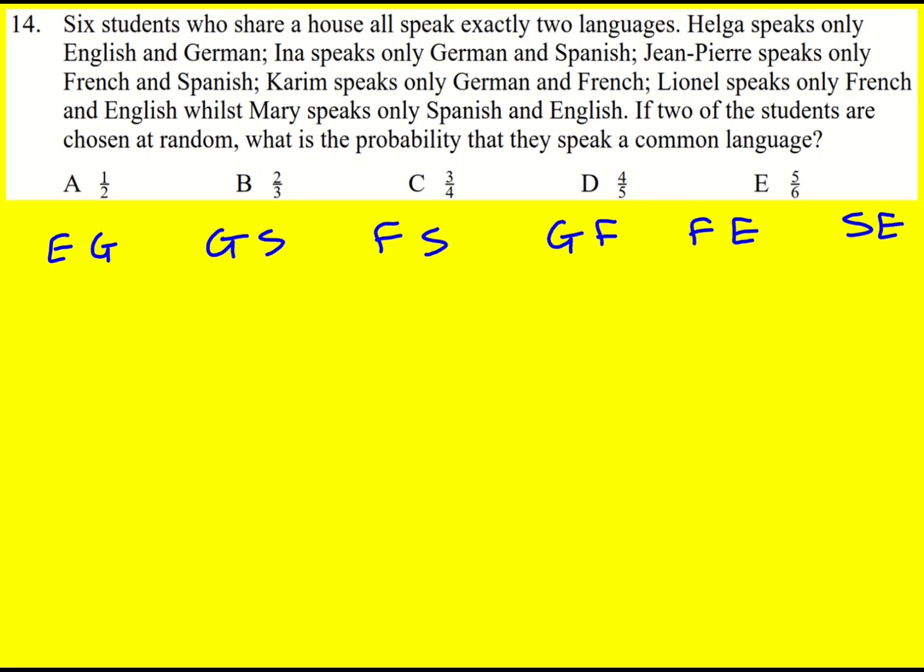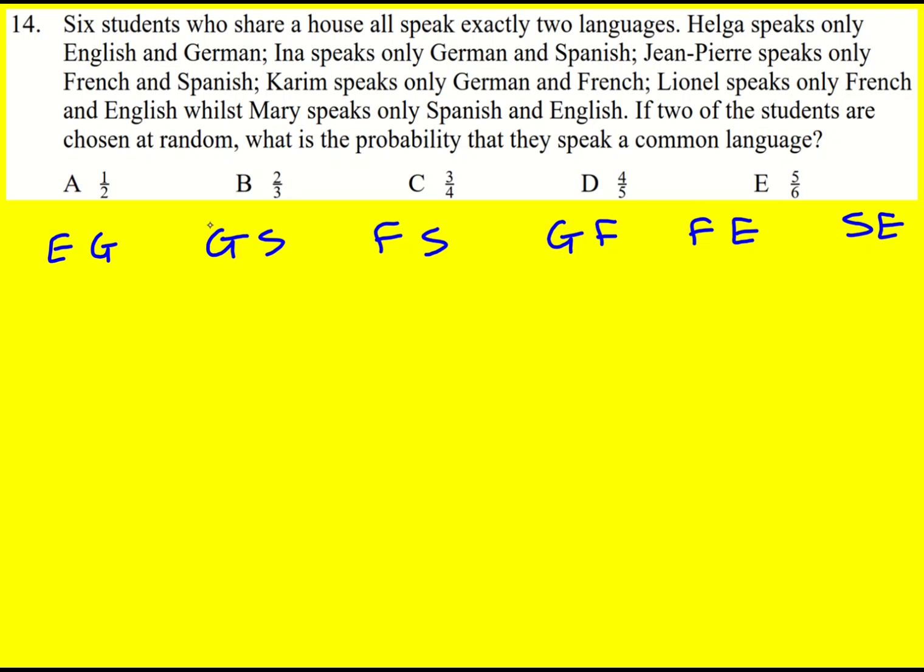And we're asked, if two of the students are chosen at random, what's the probability that they speak a common language? So let's say I picked Helga as my first person. Then for my next person, they would speak the same language if I picked this person who speaks German, this one English, and English. So it's going to be 4 out of 5. That's just if I picked Helga.